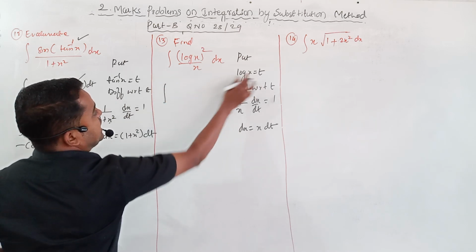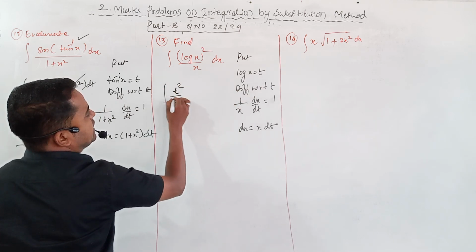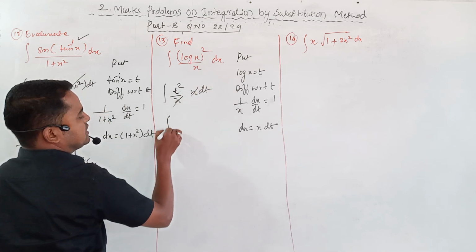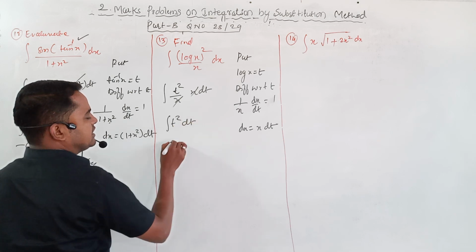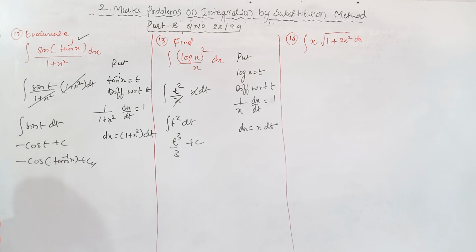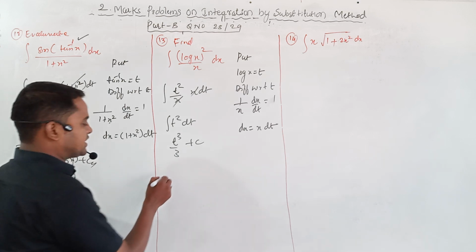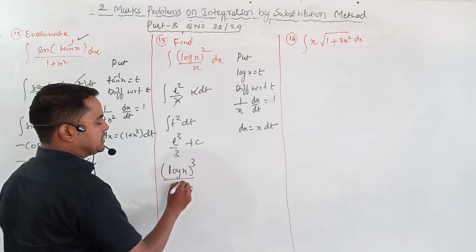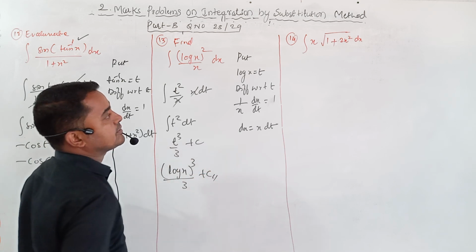Now this one: log x means what? t. So t square divided by x, and dx means x dt. x cancels. Integration of t square dt is what? t cube by 3 plus c, that is 2 plus 1 divided by 2 plus 1. What is the value of t? Log x. So the answer is log x in bracket cube divided by 3 plus c.